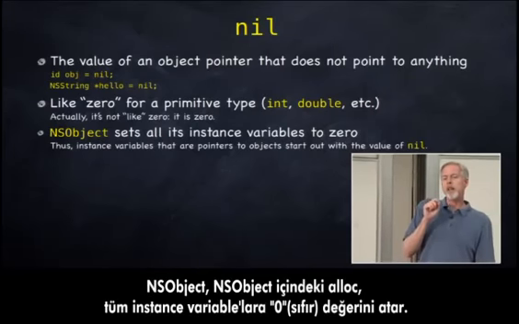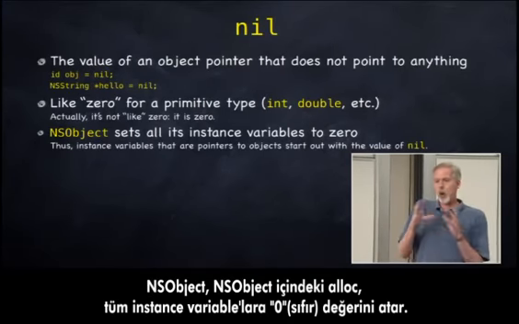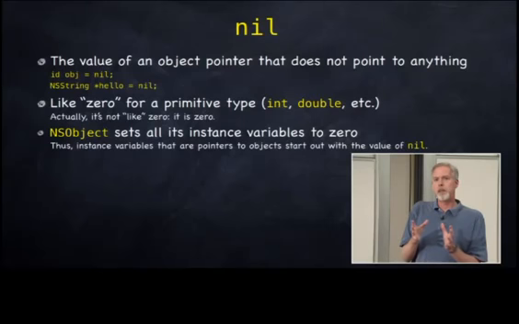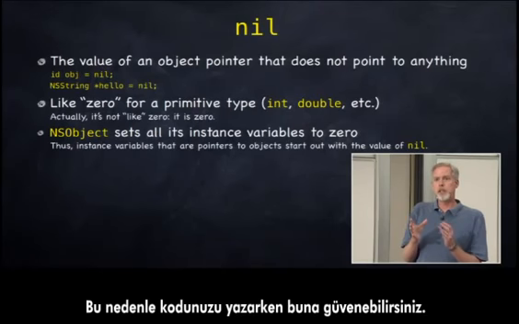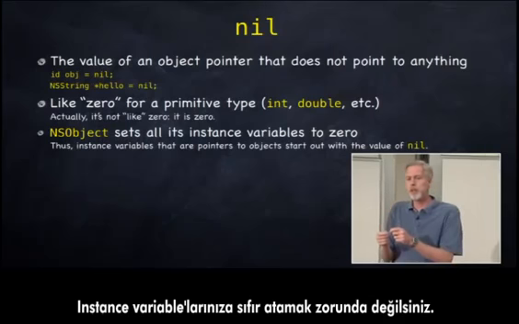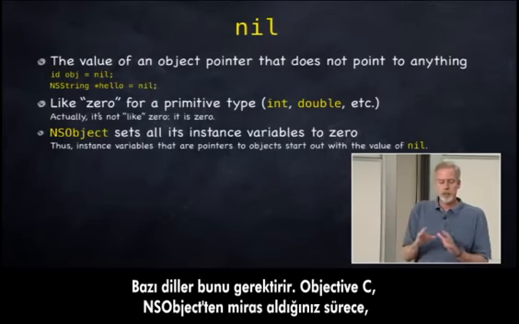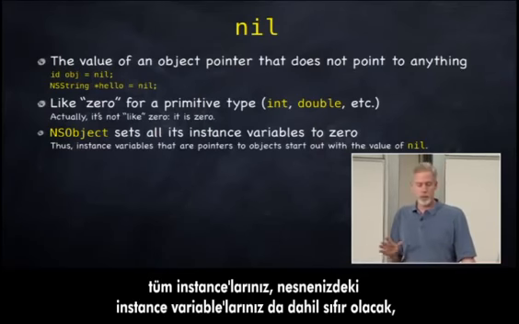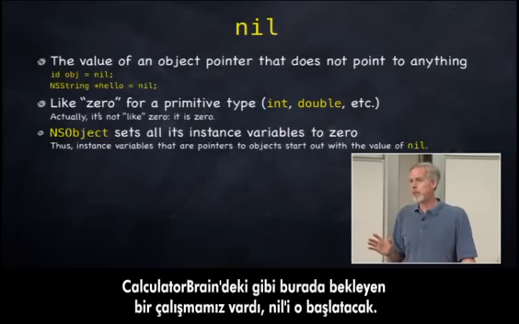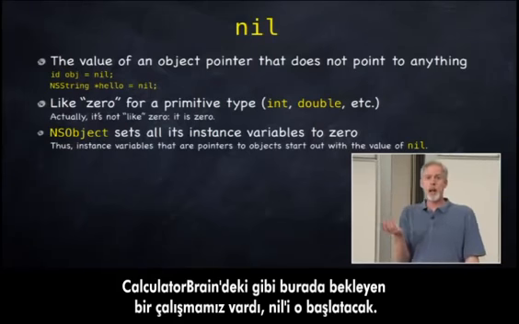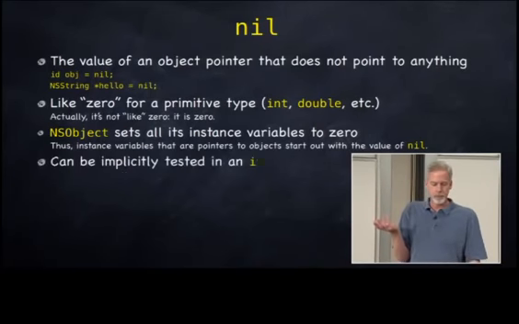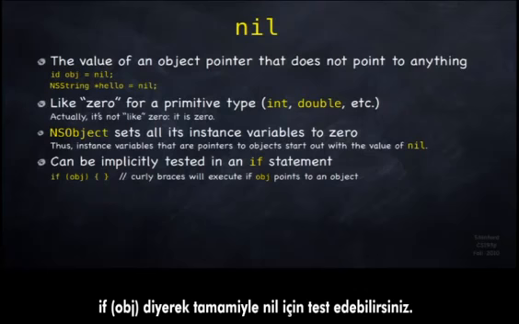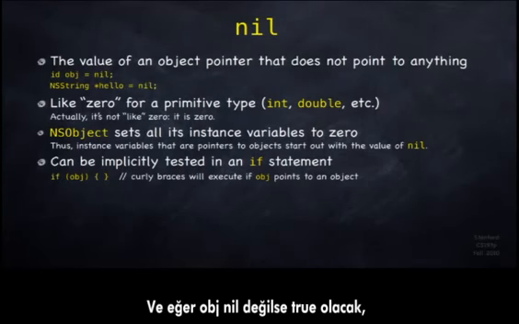NSObject, when it does the alloc, sets all instance variables to 0. So you can count on that when you're writing your code. You don't have to be setting your instance variables to 0. Some languages require that. In Objective-C, as long as you're inheriting from NSObject, all your instance variables will be 0, including your object instance variables, so they'll be nil. They'll start out nil. Like in our calculator brain, we had that waiting operation. It starts out nil. You can implicitly test for nil by just saying if (obj). And that will be true if obj is not nil, and it'll be false if obj is nil.